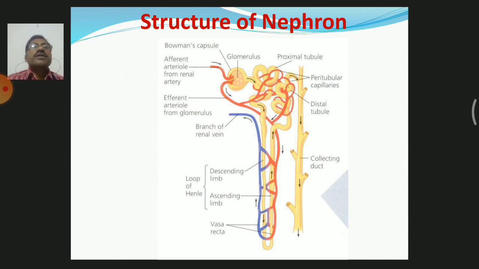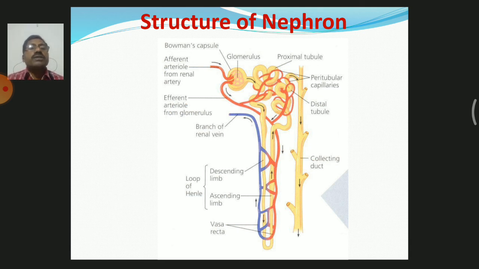In nephrons, there is an important structure, the Bowman's capsule, a cup-shaped structure with a blind end. The Bowman's capsule consists of the glomerulus, afferent arteriole and efferent arteriole, and the Bowman's capsule and glomerulus together are called the Malpighian corpuscle. Then the Bowman's capsule leads into the proximal tubule, which is near the Bowman's capsule.